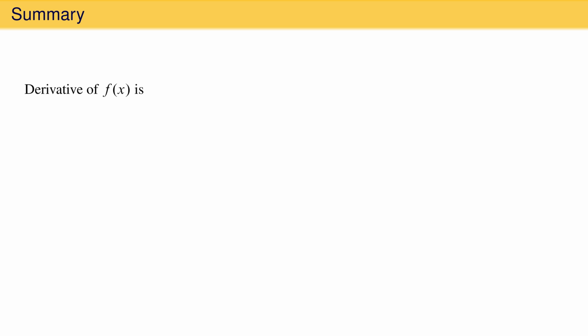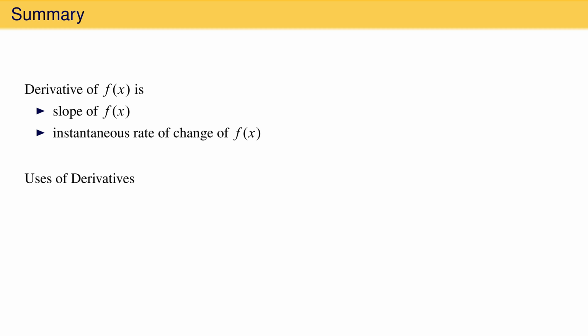What we have seen is that the derivative of a function f of x is the slope of the function at a particular point and also the instantaneous rate of change of the function at that point. Beyond finding the slope of a function, derivatives can be used to find the points at which a function reaches a minimum, a maximum, or an inflection point.